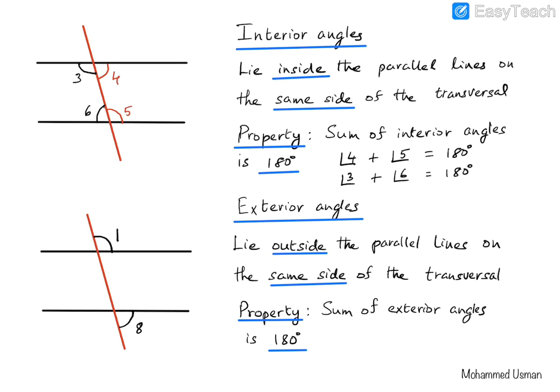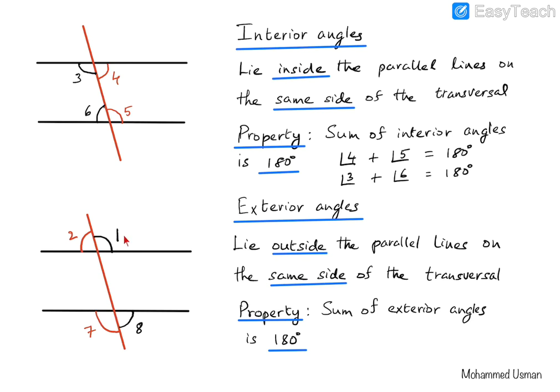So angle 1 and angle 8 is the first pair of exterior angles, and the second pair of exterior angles will be this angle here. So let me mark here. That's our second pair of exterior angles. So it's on the outside of the parallel line and on the left hand side of the transversal. So that's angle number 2 and angle number 7 as per our numbering in our first diagram, right?